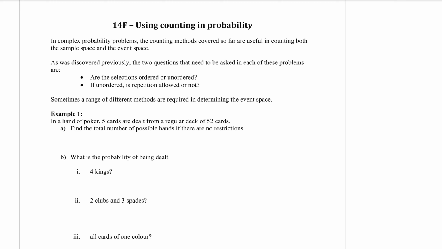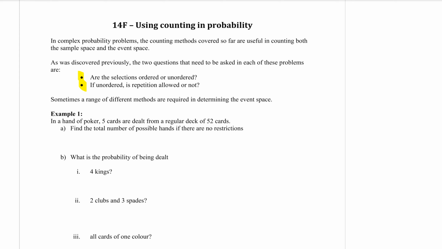As discovered previously, the two questions that need to be asked in each of these problems are: are the selections ordered or unordered? We always have to be on the lookout for that. Is it a permutation or a combination? Is the order important? Ordered is permutation, unordered is combination. And if it's unordered, is repetition allowed or not? We've always got to worry about whether we can repeat letters or numbers. Sometimes a range of different methods are required to determine the event space, and that's what we've been doing for the last five exercises, learning the different ways of counting our possibilities. So it could all come into these questions.